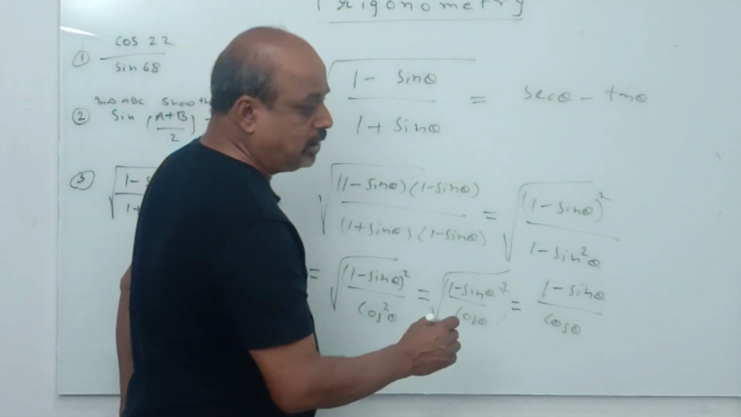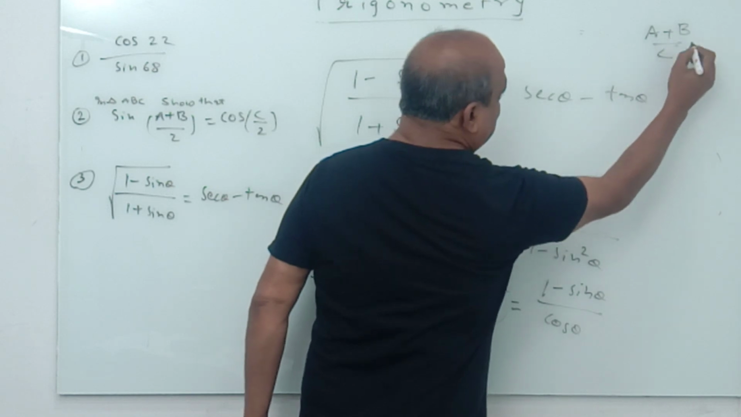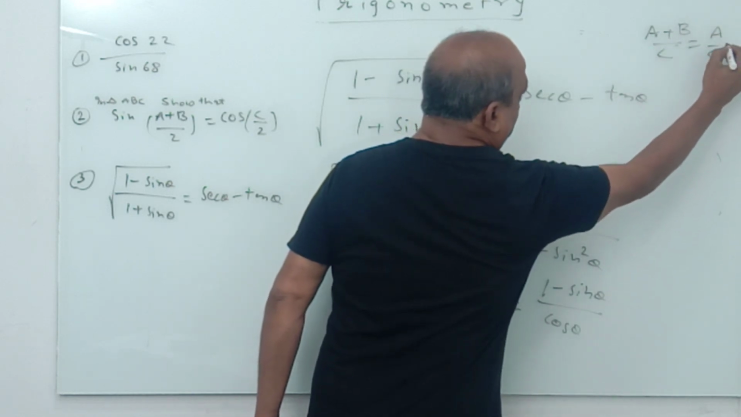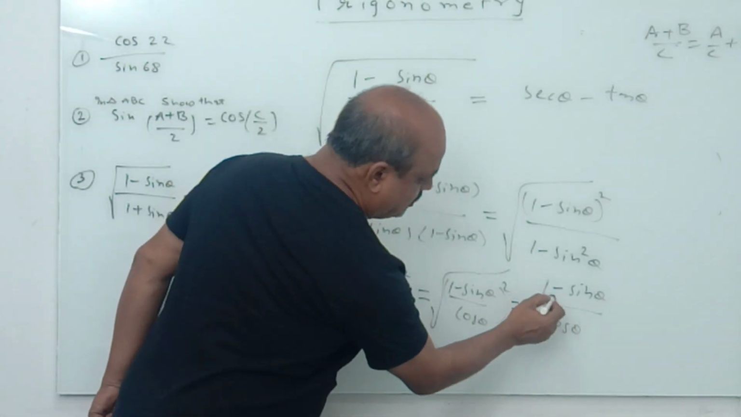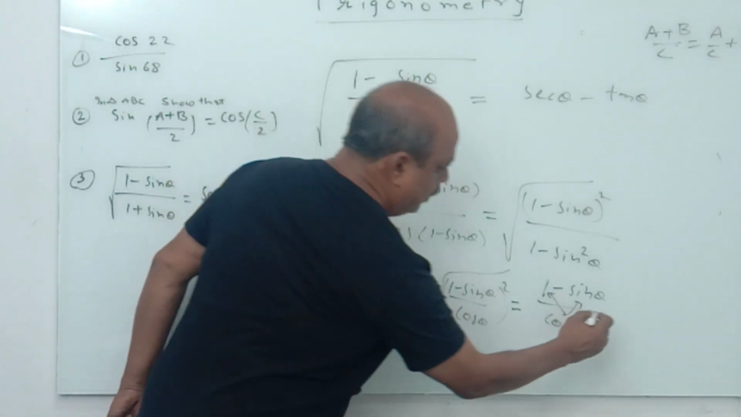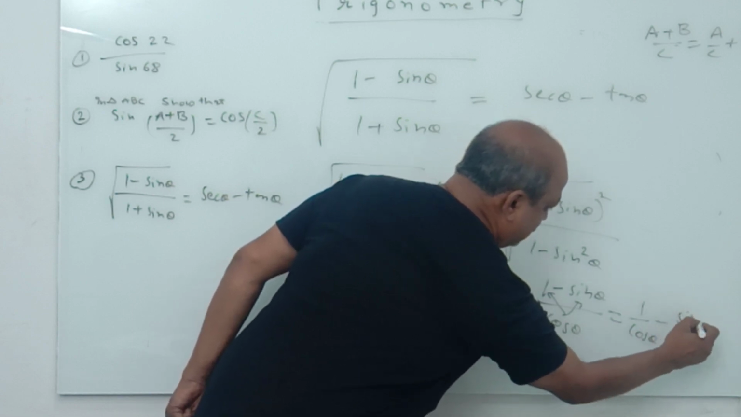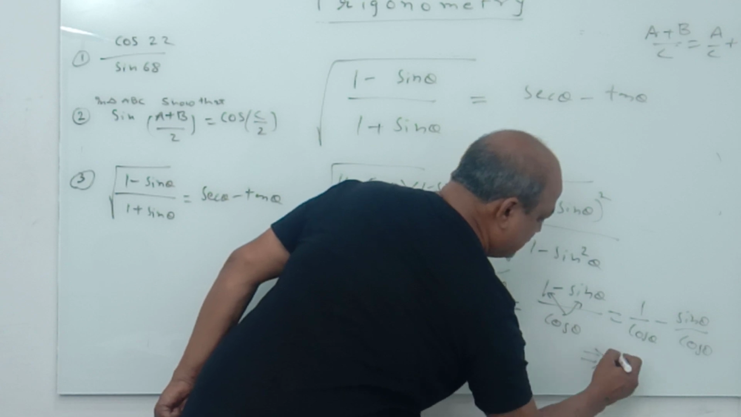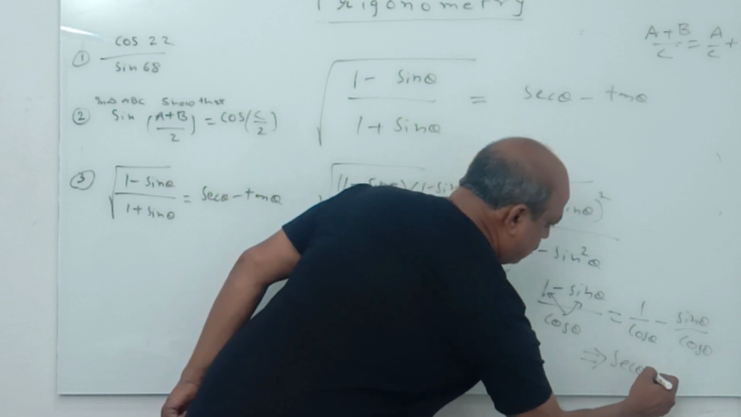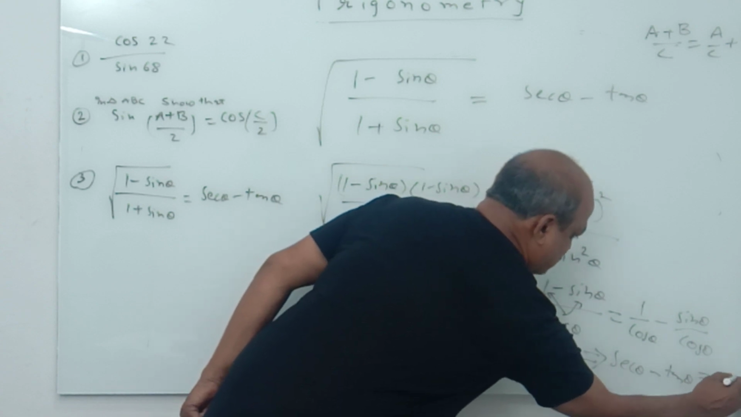Then by using the law of algebra, that is (a plus b) upon c can be written as a upon c plus b upon c, I can distribute this cos theta to both. So it can be written as 1 by cos theta minus sine theta upon cos theta, which can be written as sec theta minus tan theta, which is nothing but the RHS.